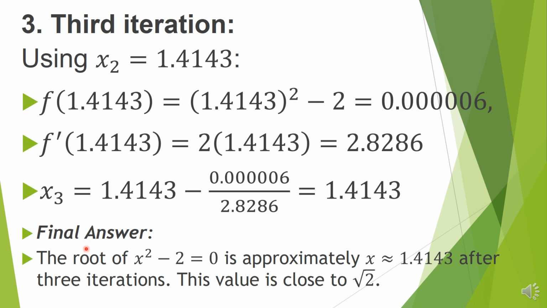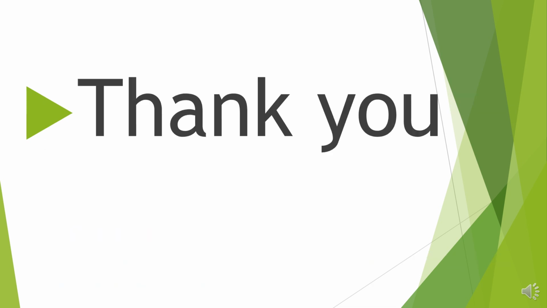1.4143. Final answer: the root of x square minus 2 equal to 0 is approximately 1.4143. You can see here this is your answer. After 3 iterations, this value is close to root 2. This is your answer after the third iteration. Thank you.